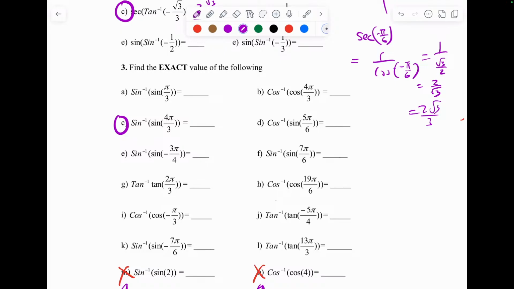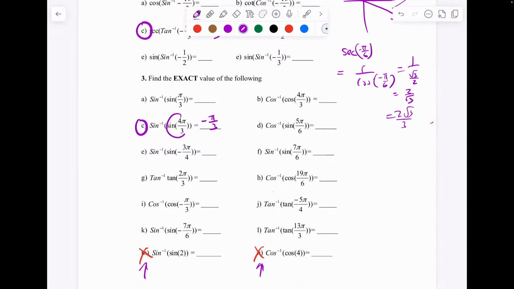All right, what did you guys get? Negative pi over 3. Negative pi over 3 is right. Is this okay? Good, Jacob? I got negative pi over 6, but well, what is sine of 4 pi over 3? Sine of 4 pi over 3 is probably only like a negative 1/2.